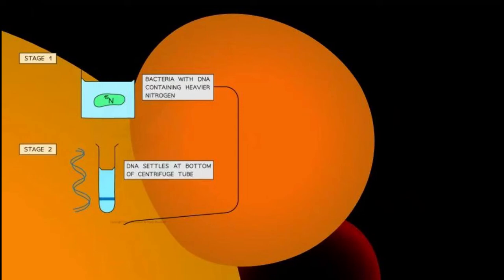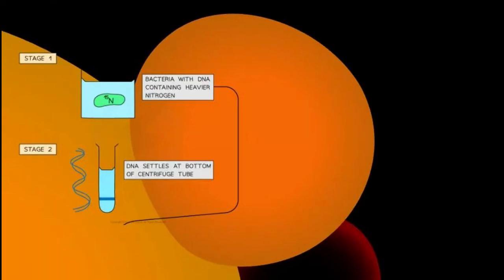And the way you can see this is that when you spin something down in a centrifuge, so a centrifuge is just a big machine which will spin stuff really quickly, what you'll see is that the DNA settles at the bottom of the tube. So a sample of DNA from the culture containing the heavy nitrogen was extracted and spun down in a centrifuge, and this showed that the DNA containing the heavy nitrogen settled at the bottom of the centrifuge tube.